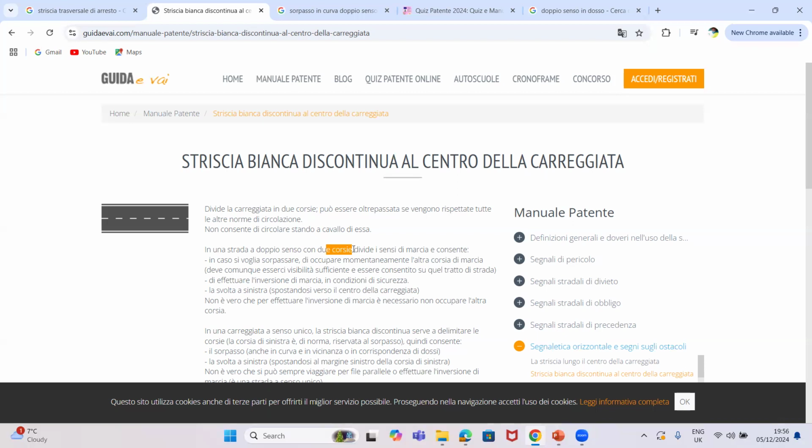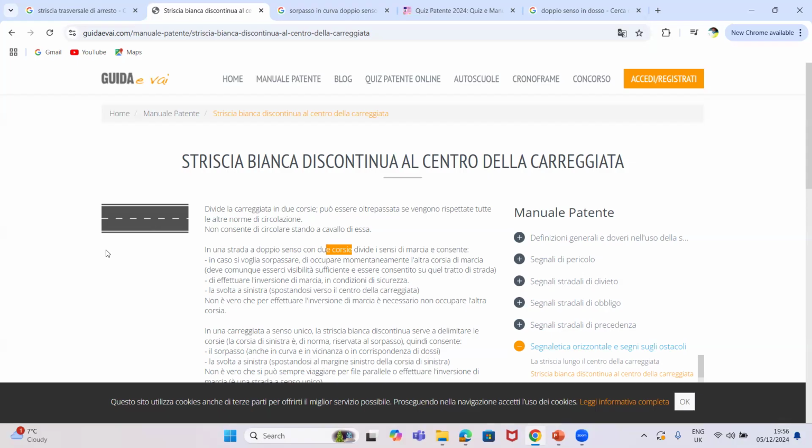Whenever you are doing a quiz, and they mention this continuous line in the center of the carreggiata, but they also mention doppio senso, the key word is due corsie. Because if it has due corsie, see it now, they said "con due corsie". Now they say in this situation, you can enter the other person's corsia momentarily, so long as you do it in a safety condition. What does it mean? So long as you do not cause problems.